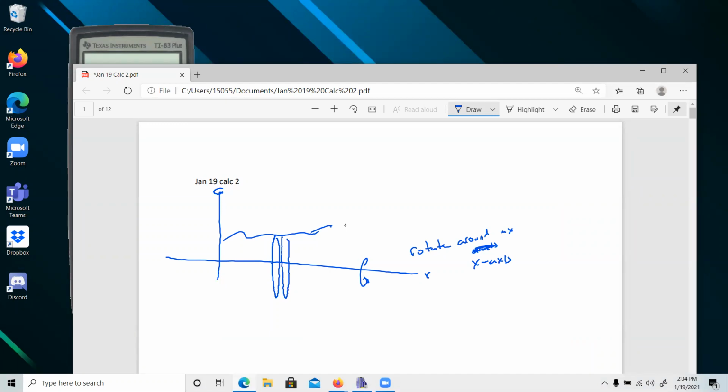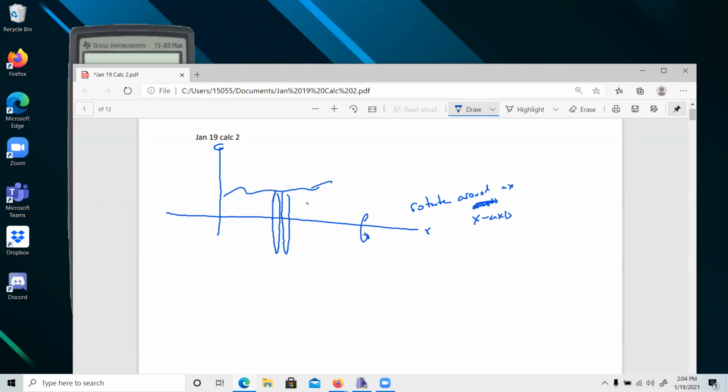Now, what's going on in theory is that we have a whole bunch of these little cylinders, and we're going to add up all of these tiny little cylinders, and that's called a volume of revolution. So you think all of these guys are going to be stacked on top of each other.